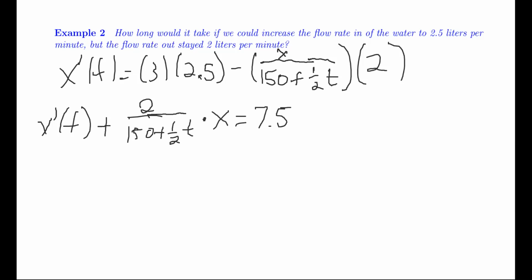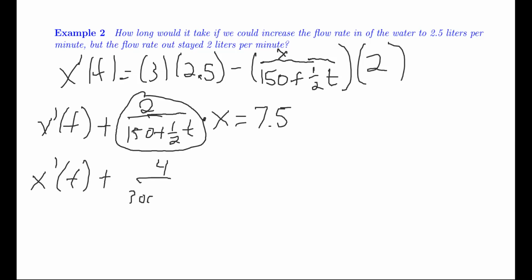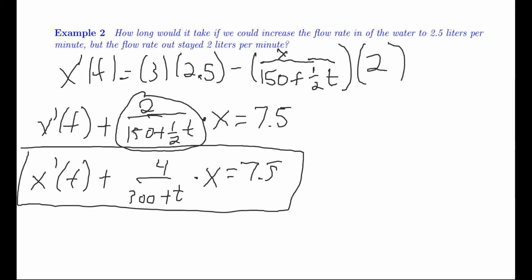Just to make this a little easier to work with, if you multiply this term right here by 2 over 2, this becomes 4 over 300 plus t, and then times x is equal to 7.5. We just did that to get rid of the fraction in that denominator and make this a little bit easier to deal with and write out. You could have kept it as is, though. All right, so here's our differential equation. I want you to take the time to solve that. So pause this right now and solve this, find the integrating factor, and then solve that equation.